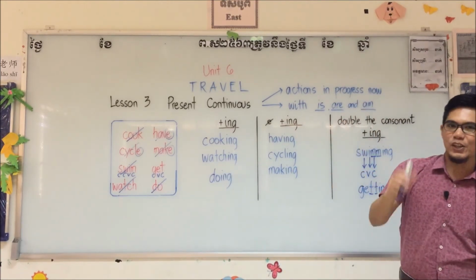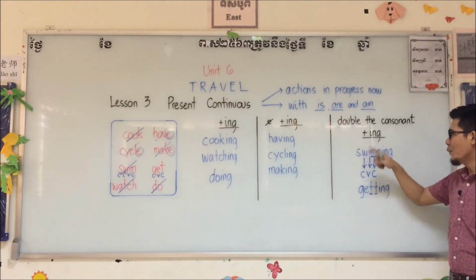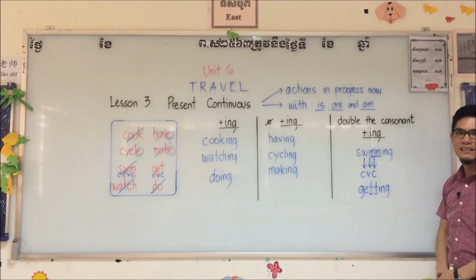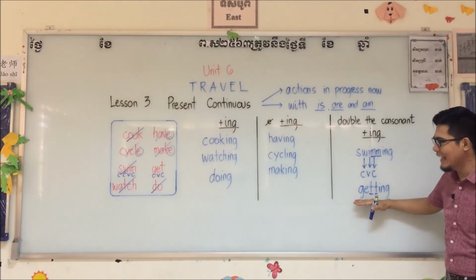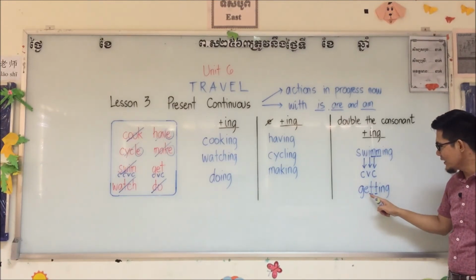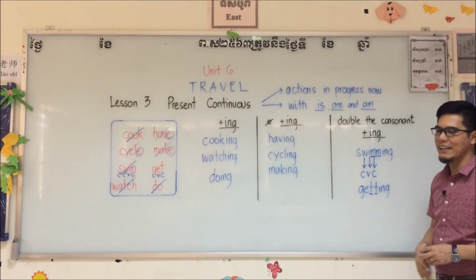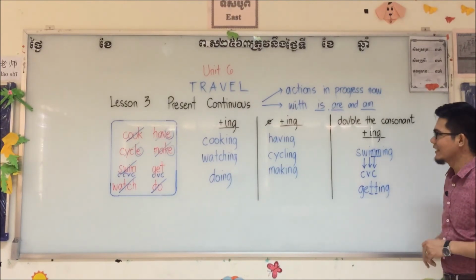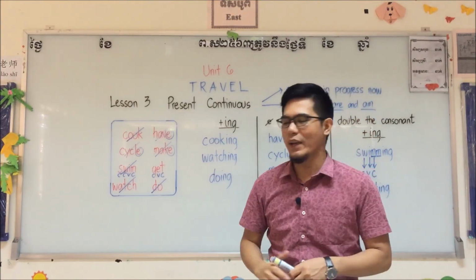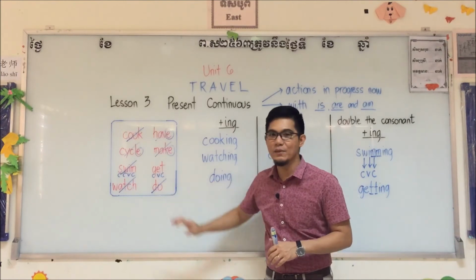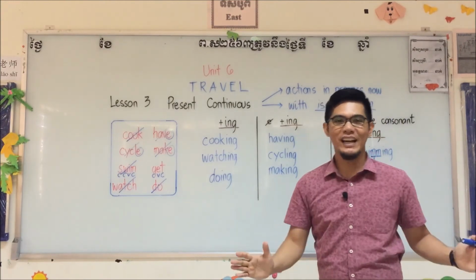Last rule, consonant, vowel, consonant. Swim, consonant, vowel, consonant. We double the consonant and put ing. We got swimming. What about get? Consonant, vowel, consonant. We double the consonant and add ing. The answer is getting. So, that's our rules. We identify from these 8 verbs to which rule each applies. Okay? But we need more exercises.